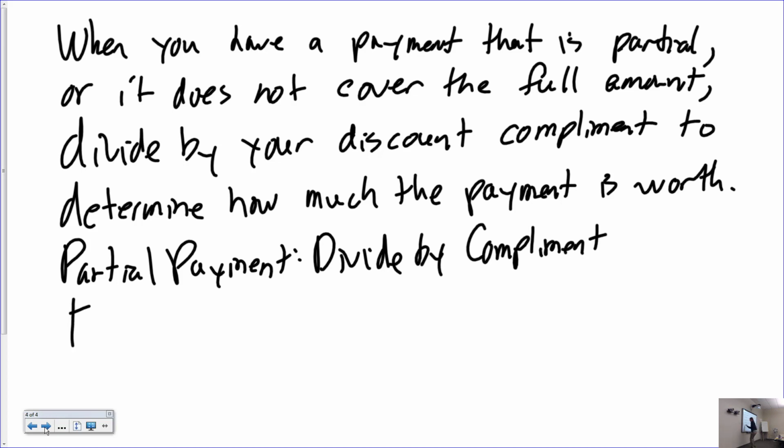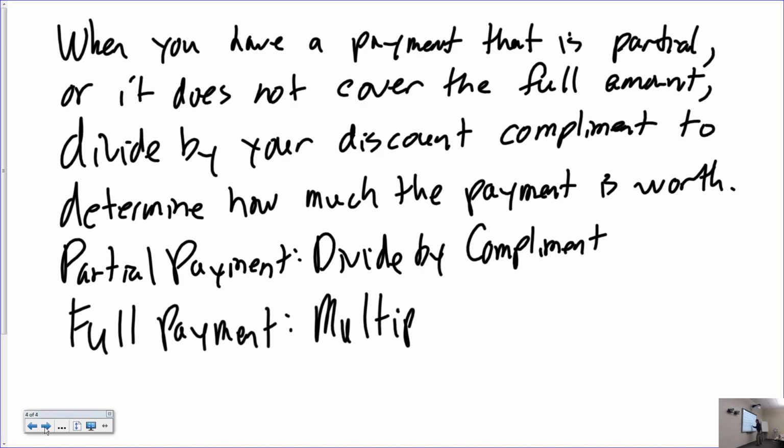Full payment, multiply by complement. That's a C, I swear. Alright? And there's definitely a couple of homework problems, and I almost always have a problem on the test where I make a partial payment. Okay?